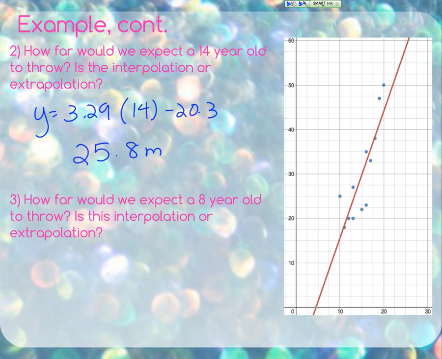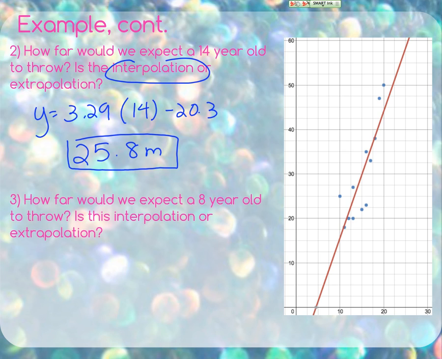So when we plug in 14 times 3.29 and minus the 20.3, we get 25.8 meters. So we would expect a 14-year-old to be able to throw the javelin about 25.8 meters. Now, is this interpolation or extrapolation? Interpolation, very good, because it's in between those poles. My lower pole was at 10, my upper pole is at 20. 14 is in between the poles, it's interpolation.